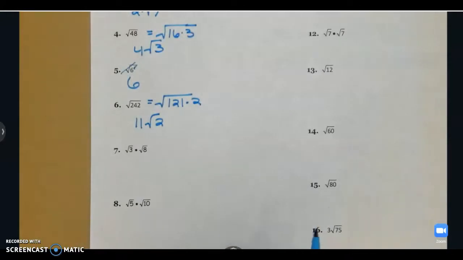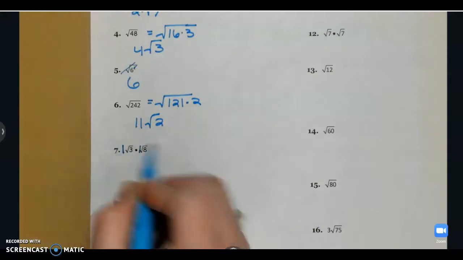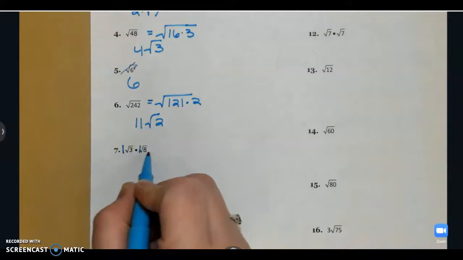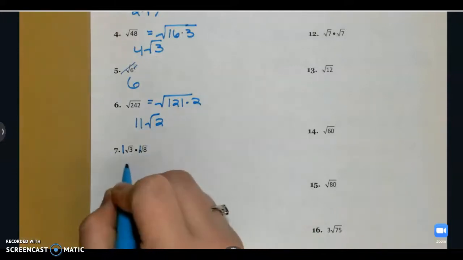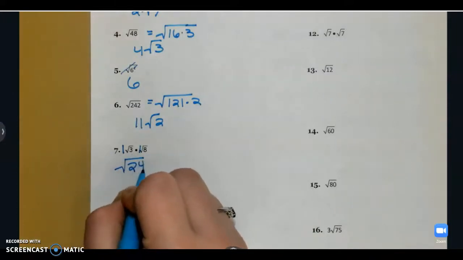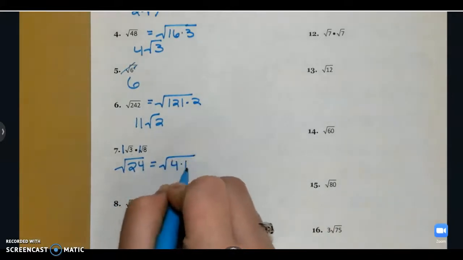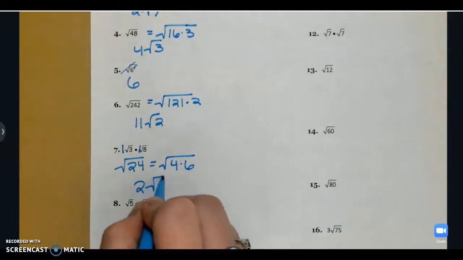Now on number 7, we're multiplying radicals. So remember, multiply what's outside together, multiply what's inside together. So we assume that these coefficients are 1, so that's just going to be 1 times 1, which is 1. And then multiply what's inside. 3 times 8 is going to be 24. Now, can this be simplified? The answer is yes. That is 4 times 6. Square root of 4 is 2.